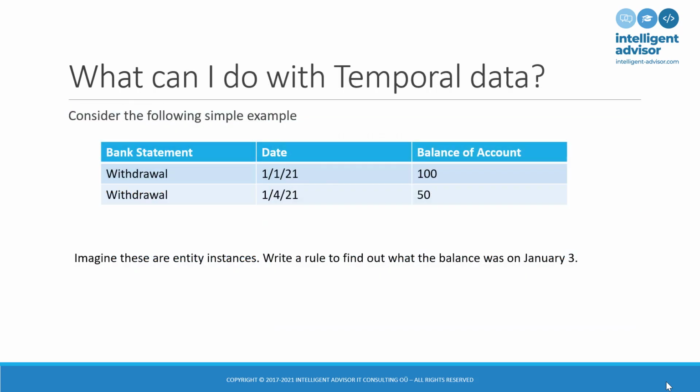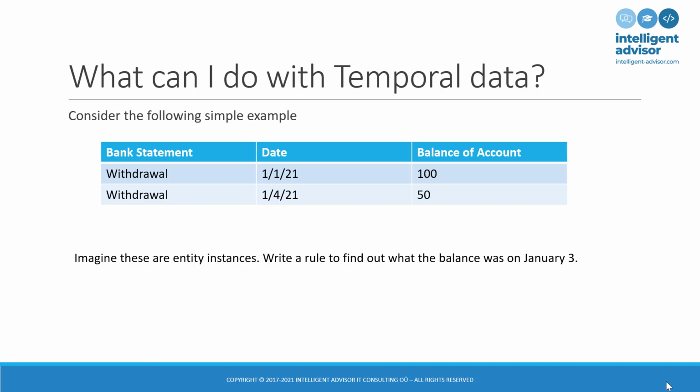If it's still not clear why I need temporal reasoning and what I need temporal data for, I like to look at this simple example. It's a bank statement. You can see that I've been withdrawing money out of my account. Imagine that this is a simple entity with two entity instances. The first line is the first entity instance, the second line is the second. Notice the dates. I withdrew 100 on the 1st, and I withdrew 50 on the 4th. Those are the only entity instances you have.